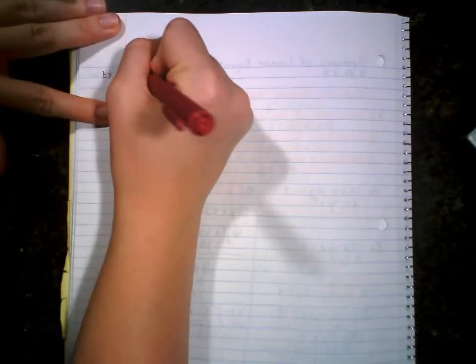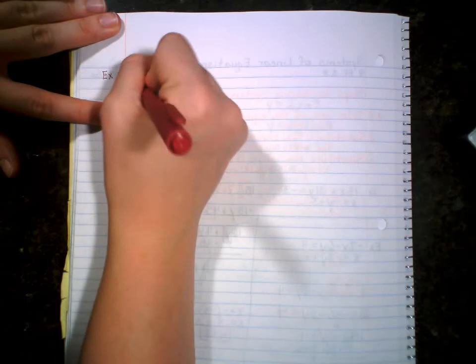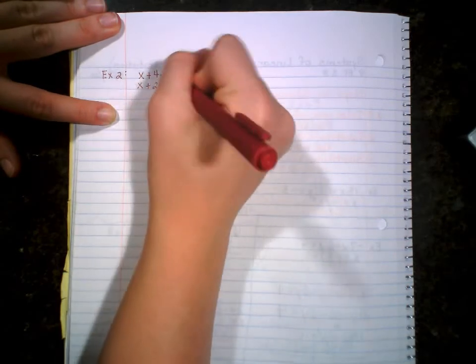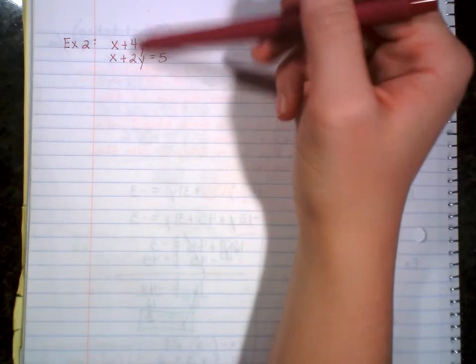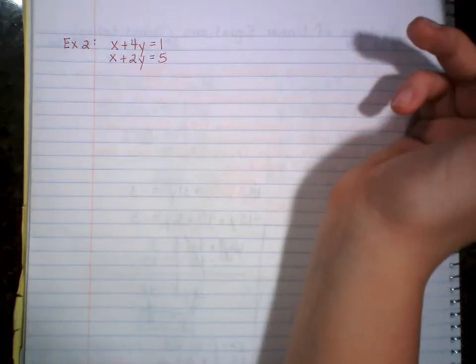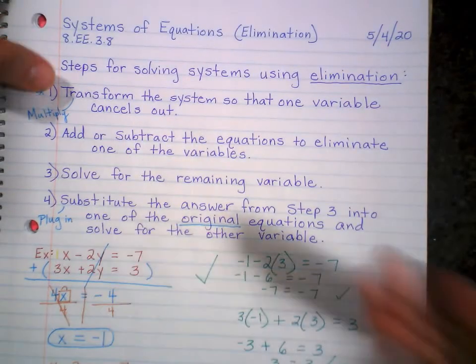We have x plus 4y equals 1. And we have x plus 2y equals 5. Okay, so write down the example. As soon as you look at the system of equations, you look: do either of the variables have the same coefficient? So y has 4 and 2 out front. Is 4 the same as 2? No. Okay, what number's in front of x? Well, they both have an invisible 1. When it's the same coefficient, you don't have to do step 1. You don't need to transform the system because it's already going to cancel out.